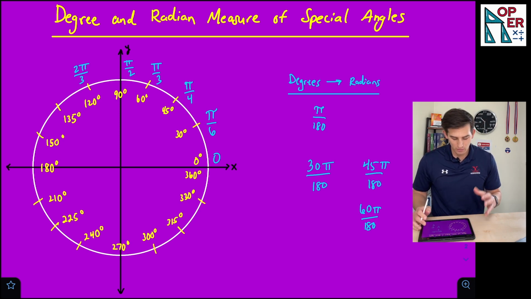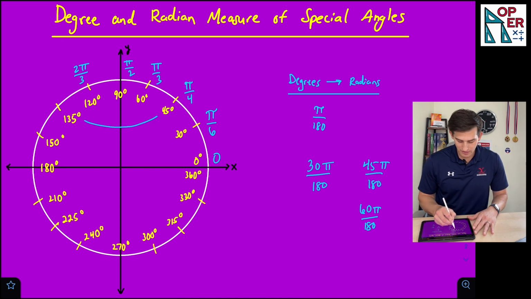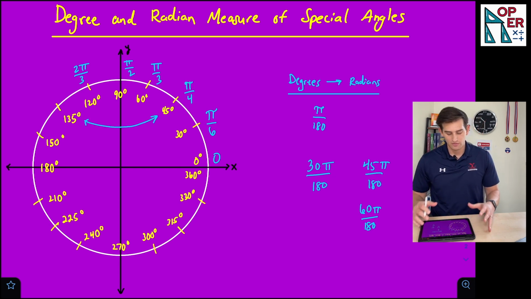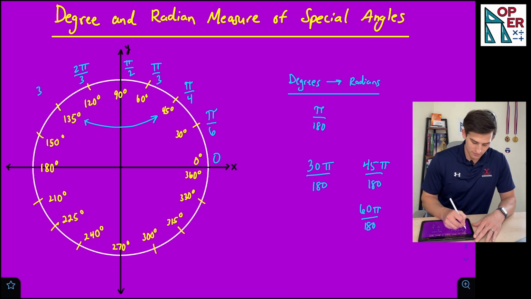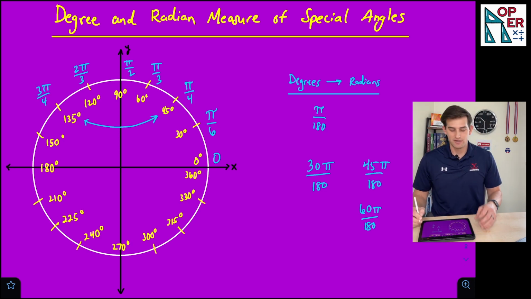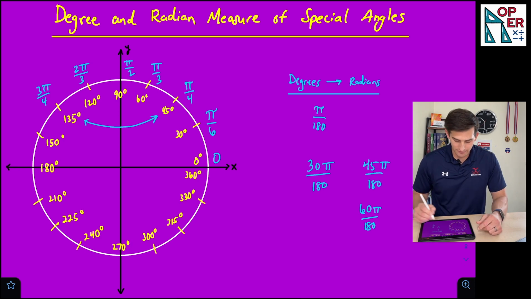And then 135, we can make a connection here to 45. We go from 45 to 135, and we see that that is going to be 3 pi over 4. So 3 pi over 4, because we have 45, 90, and then 135.